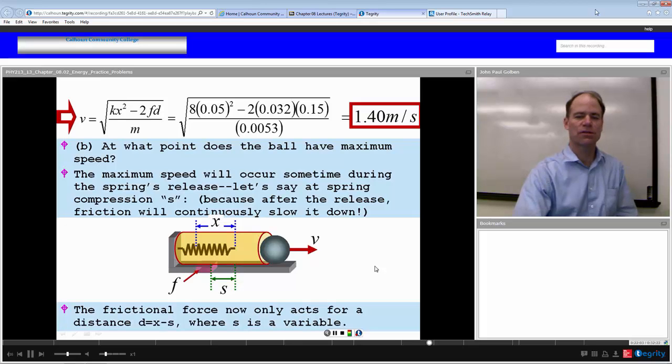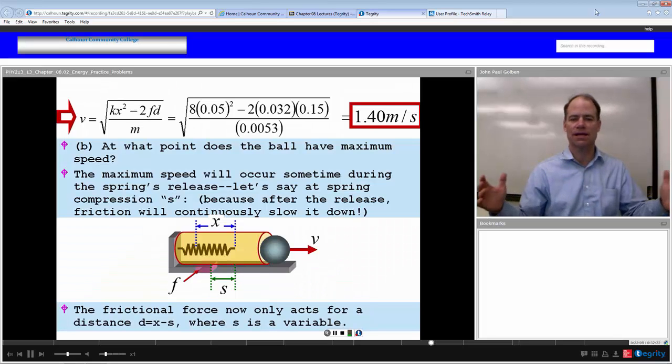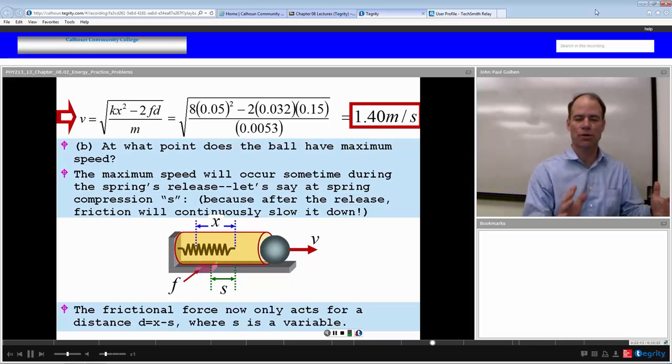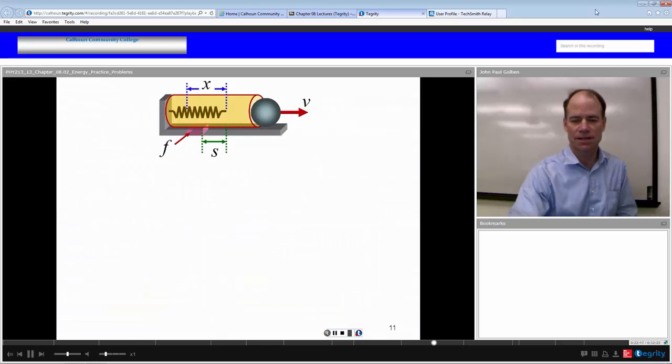So the frictional force will now only act for this shorter distance, equal to the total distance x of the compression of the spring minus s, the point at where we've achieved this maximum speed. Start with the one equation to rule them all, put in our new modifications.